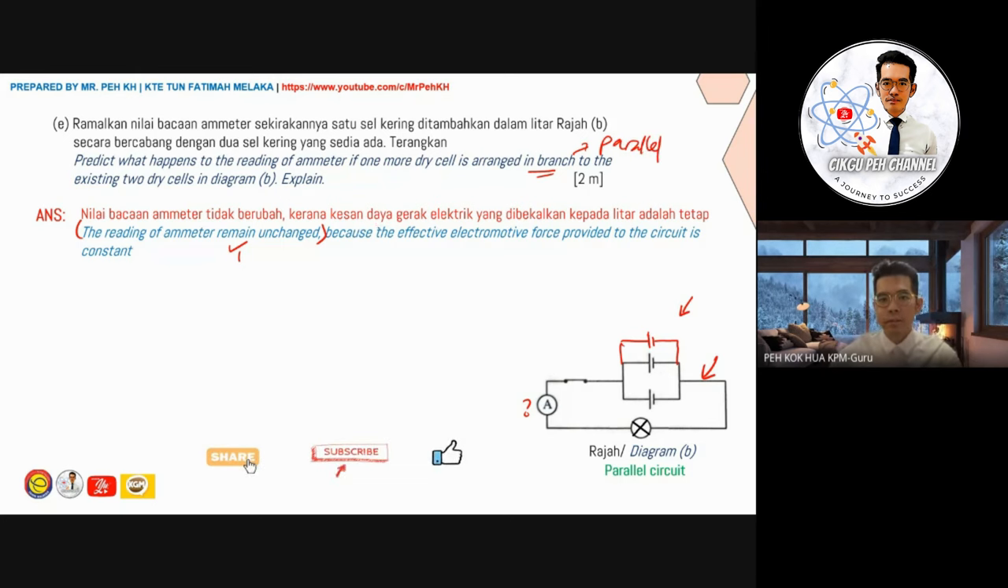The reason: because the total effective EMF, or electromotive force, provided to the circuit is constant, which is equivalent to one dry cell, which here is 1.5 volts. So the EMF supply will be only 1.5 volts.